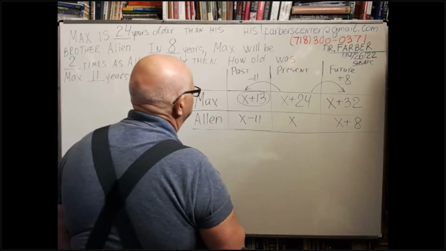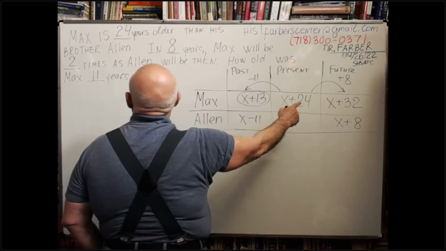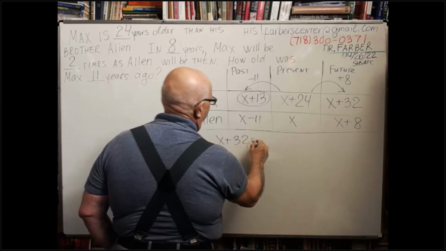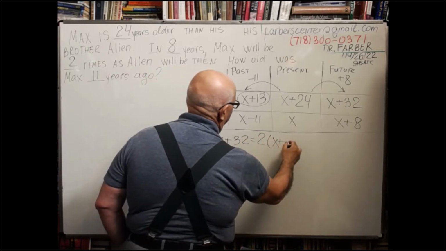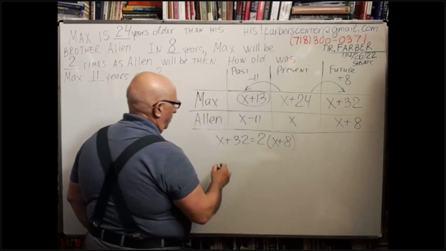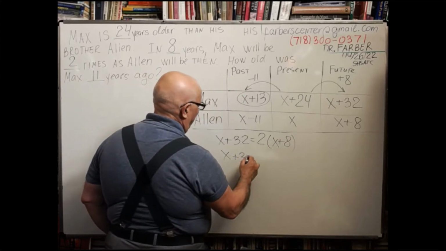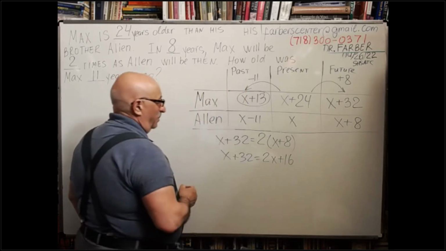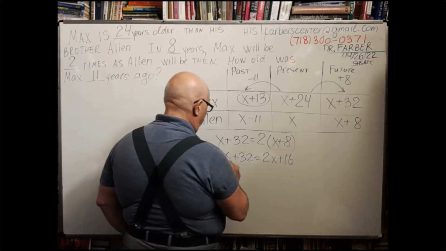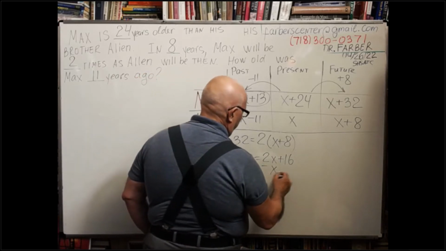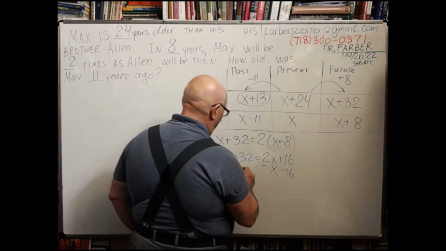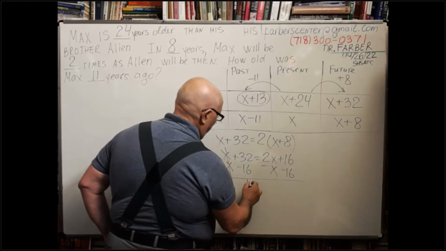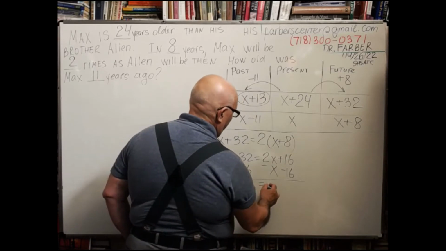Well, linkage equation. In future, x plus 32 would be 2 times x plus 8. Or x plus 32 equals x plus 16. Minus x and minus x. Minus 16 and minus 16. Cancel out. It will be 16 equals x.